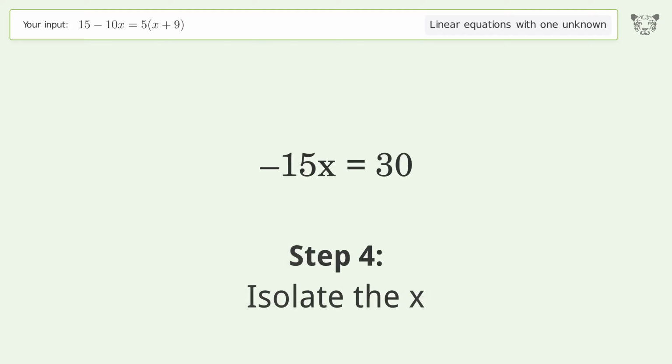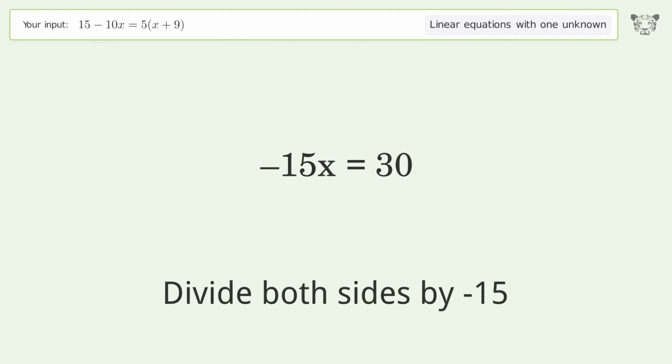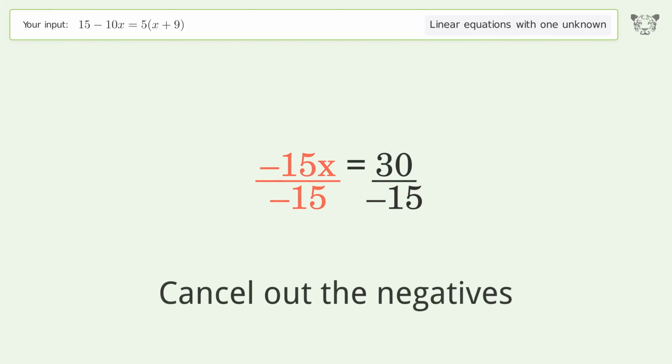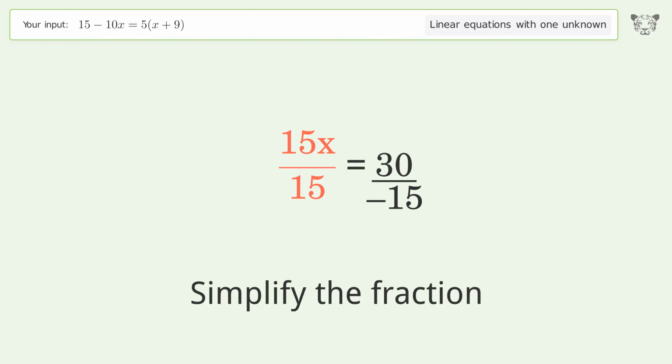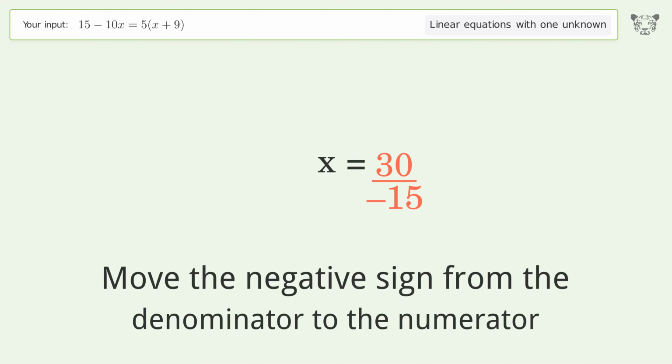Isolate the x. Divide both sides by -15. Cancel out the negatives. Simplify the fraction. Move the negative sign from the denominator to the numerator.